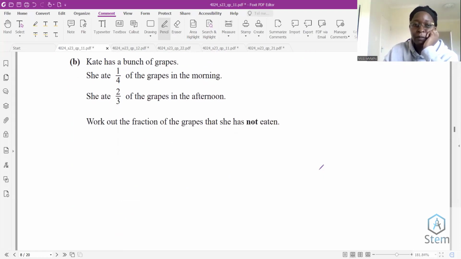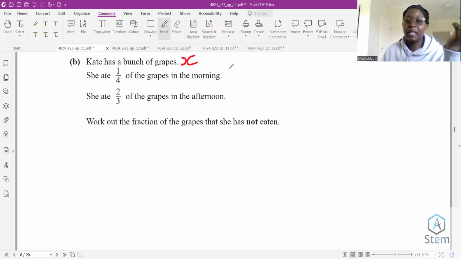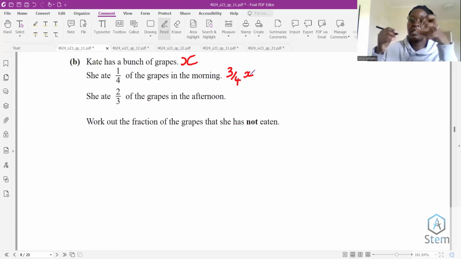Okay, Kat has a bunch of grapes. She ate 1 over 4 of the grapes in the morning, 2 over 3 of the grapes in the afternoon. Work out the fractions of the grapes that she has not eaten. So basically we can say the total bunch of the grapes is X. So we can say this is an X. So if she ate 1 over 4, the remaining is going to be 3 over 4 of X. X, remember, is the initial grape bunch.